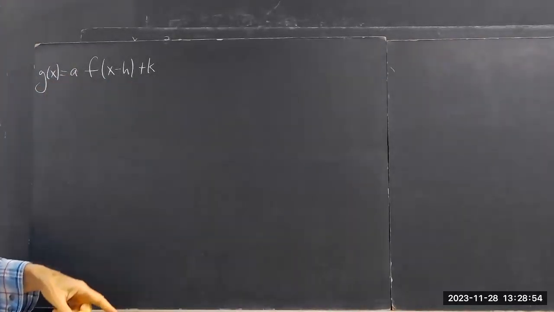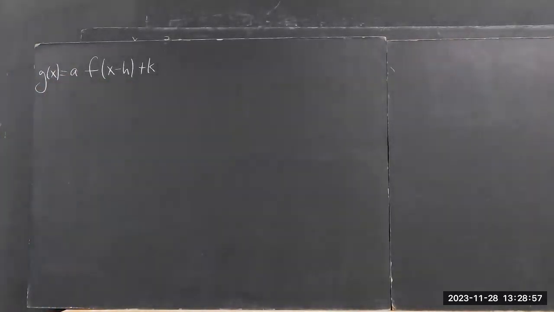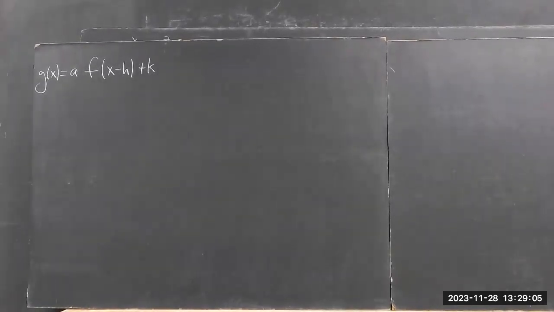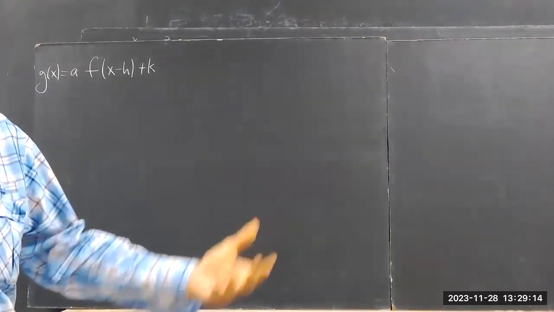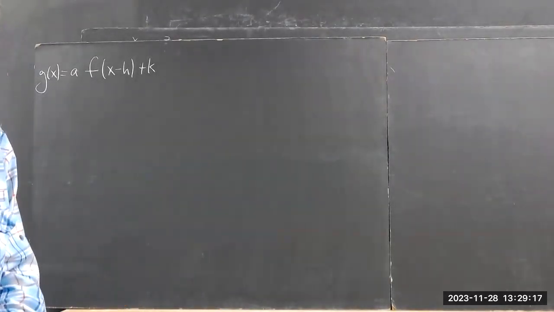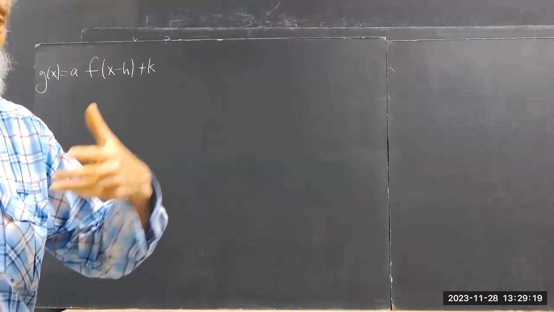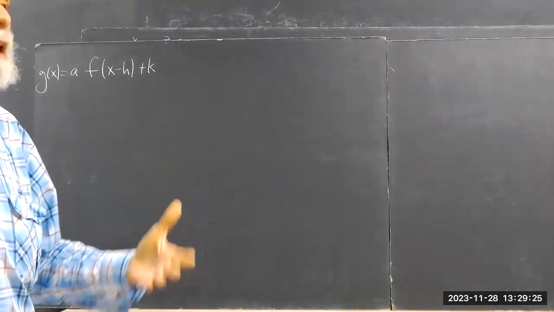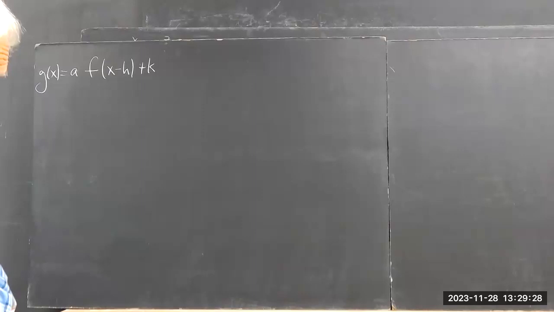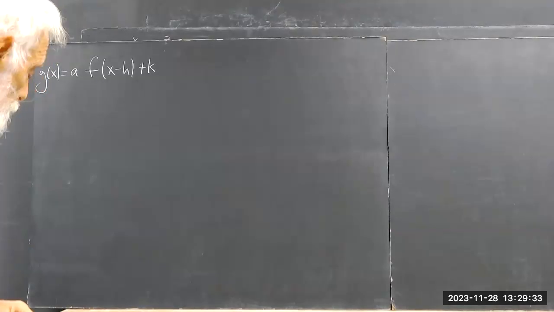Why is this important? Because this tells us how to construct a new graph by transformations from a given graph. It tells us how to construct a vertically shifted, vertically stretched, horizontally shifted function of any toolkit function or any other function as far as that goes. So algebraically, and we want to emphasize algebra here because you're pretty good at constructing these graphs, but we want to make sure about that too.